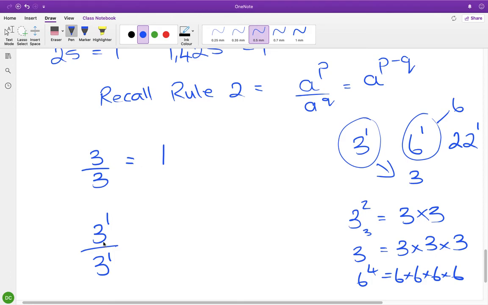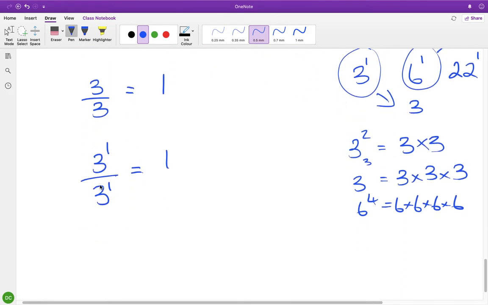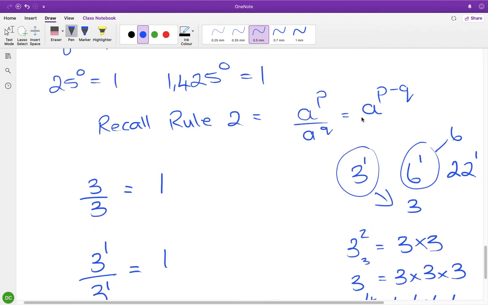So I haven't changed anything. I've just included the indices that we normally wouldn't include. So I know that the answer to this is still 1, because this sum here and this sum here is the exact same sum. Now I'm going to look at that left-hand side using my rule number 2.